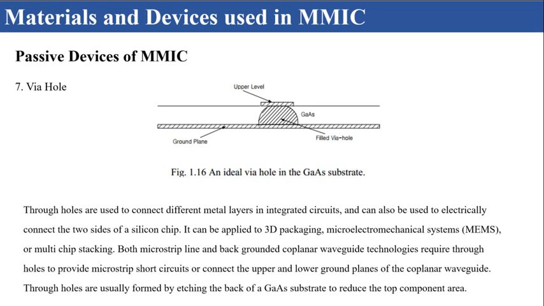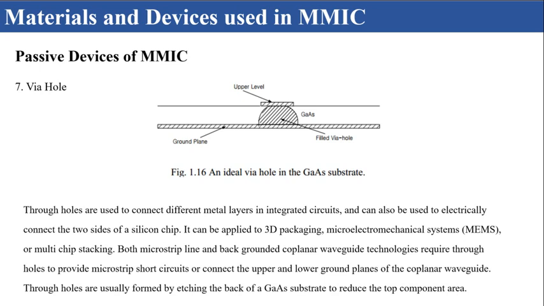And through holes are used to connect different metal layers in integrated circuits, and can also be used to electrically connect the two sides of the silicon chip. It can be applied to 3D packaging, microelectromechanical systems, or multi-chip stacking.